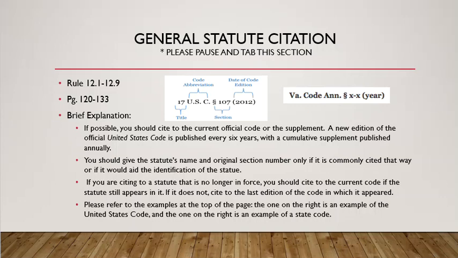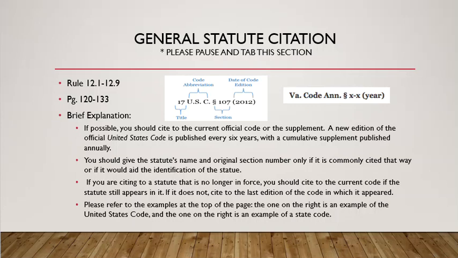An explanation of this section is as follows. If possible, you should cite to the current official code or supplement. A new edition of the United States Code is published every 6 years with a cumulative supplement published annually. The last two publications occurred in 2012 and 2018. You should give the statute's name and original section number only if it is commonly cited that way or if it would aid the identification of the statute.